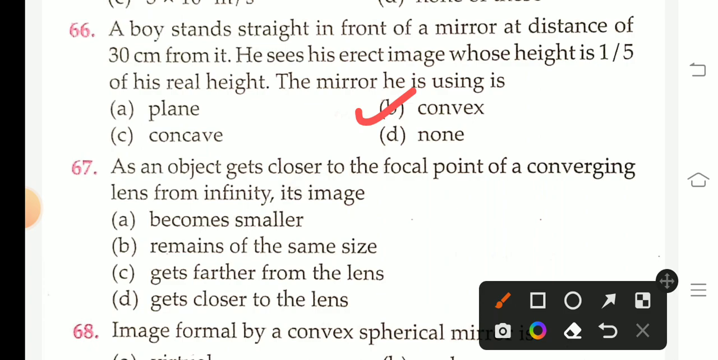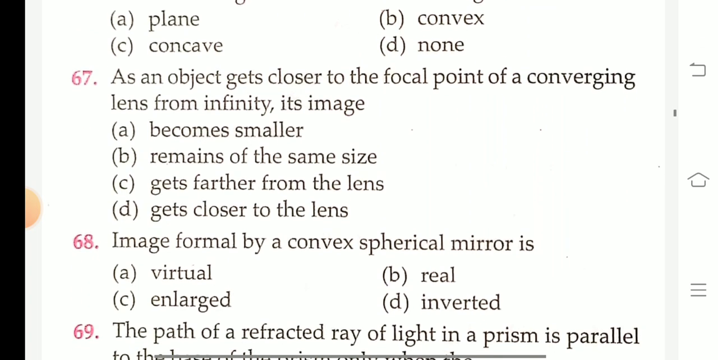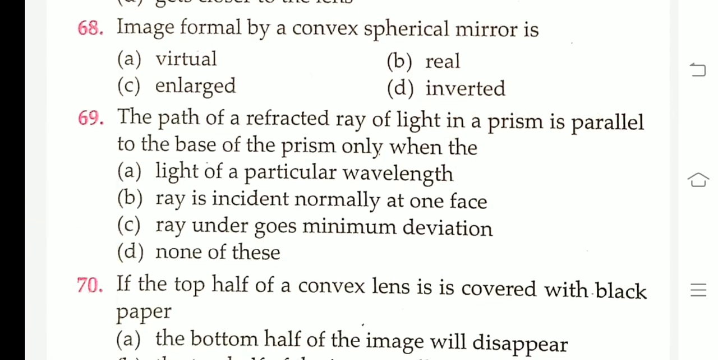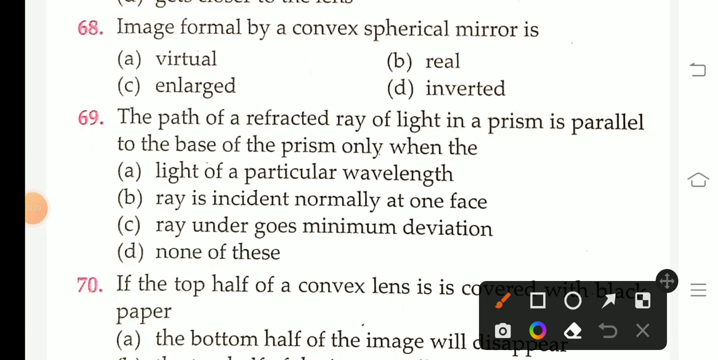Next, as an object gets closer to the focal point of a converging lens from infinity, its image. Right answer will be option C, gets farther from the lens. Next, image formed by a convex spherical mirror is. Right answer option A, virtual.